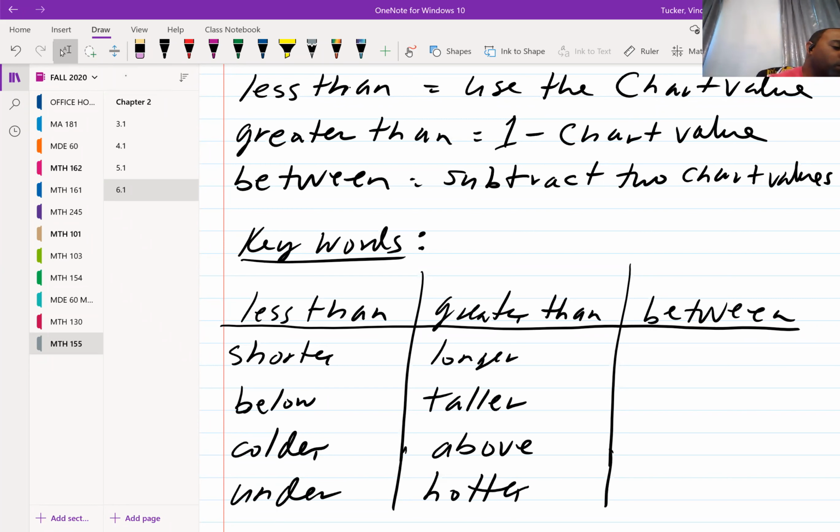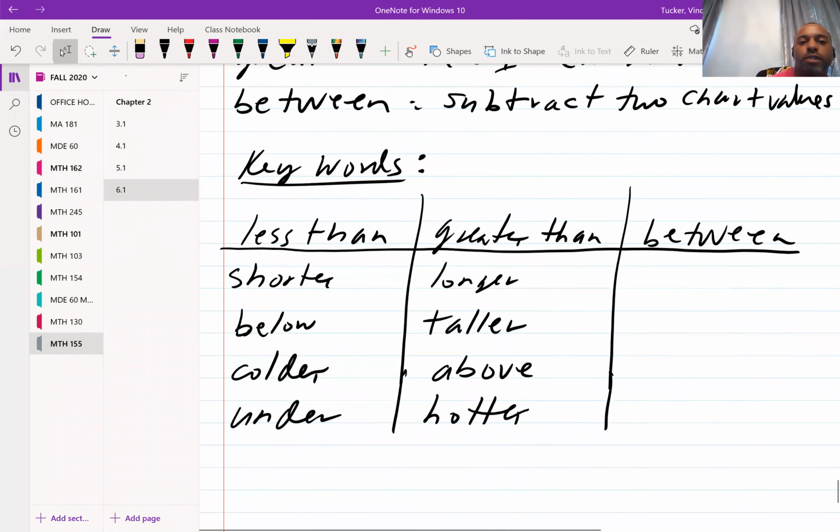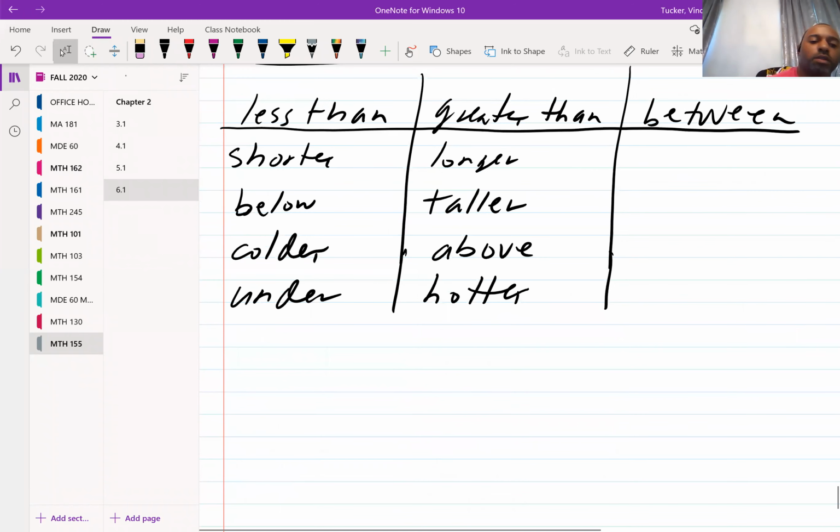So as always, try this stuff out. If you have any questions on it, I am here to answer those. There's one last thing in this section, which are your percentiles.